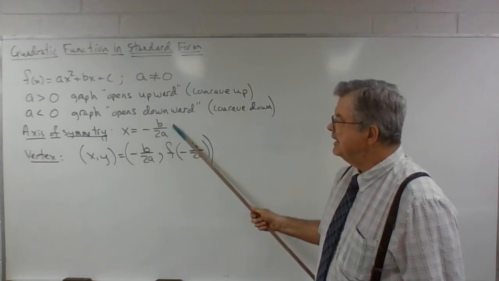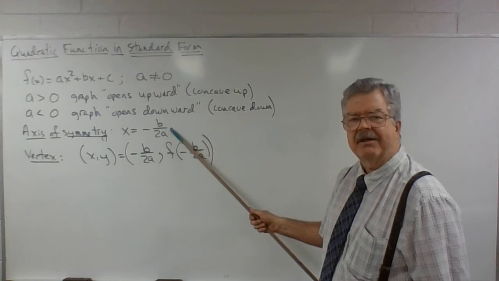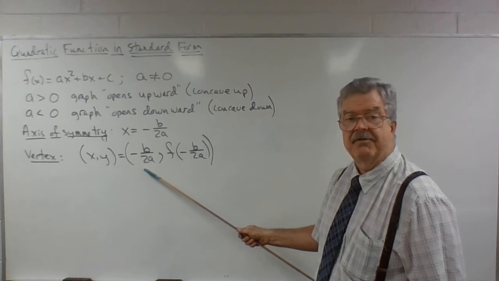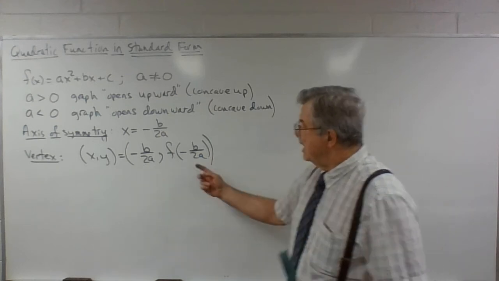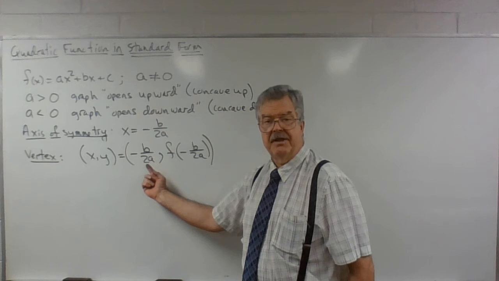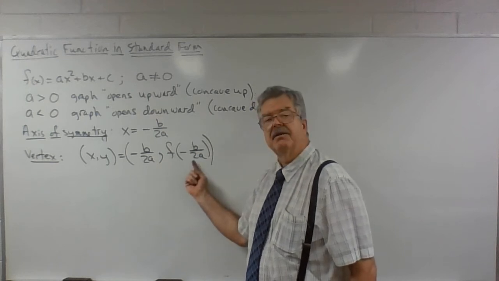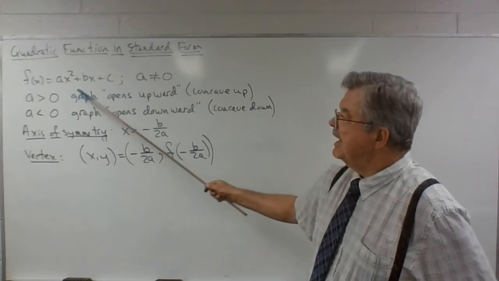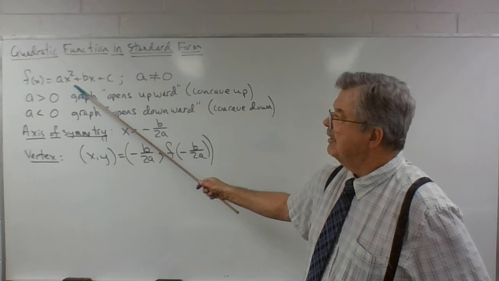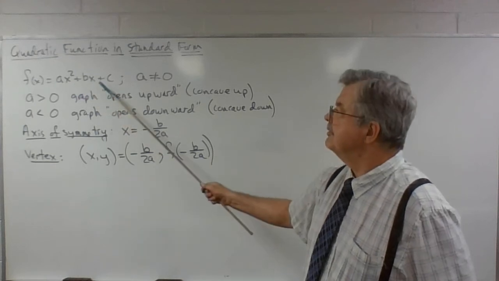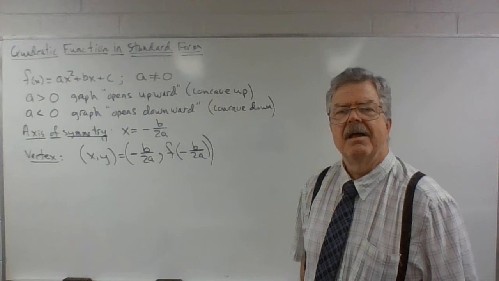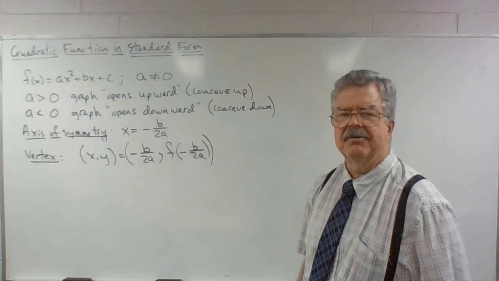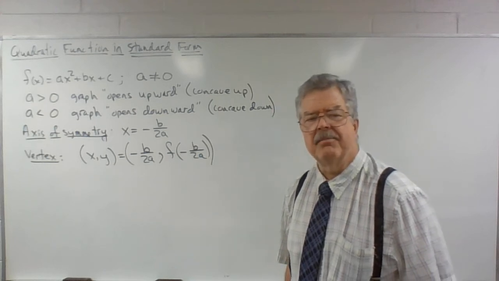So this actually is the x-coordinate of our axis of symmetry. It's also going to be the x-coordinate of our vertex. And to get the y-coordinate, we just take the x-coordinate and plug it into the function. So actually, if we have to graph a quadratic function and it's given to us in standard form, it's not the end of the world. We can deal with this pretty effectively. Let's look at an example.